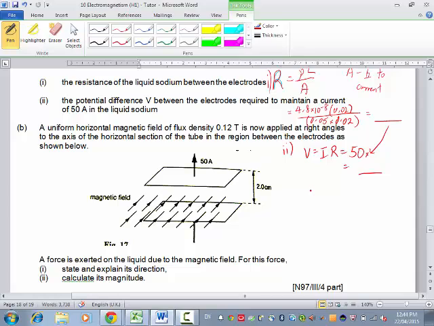Okay, the next question. The force is applied. State and explain the direction. The direction is, obviously, to the left by Fleming's left hand rule. Okay, the reason is Fleming's left hand rule. Good enough. I said left just now. You are the one who shouted right.